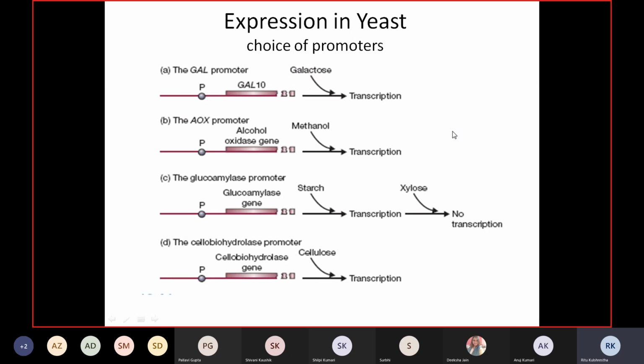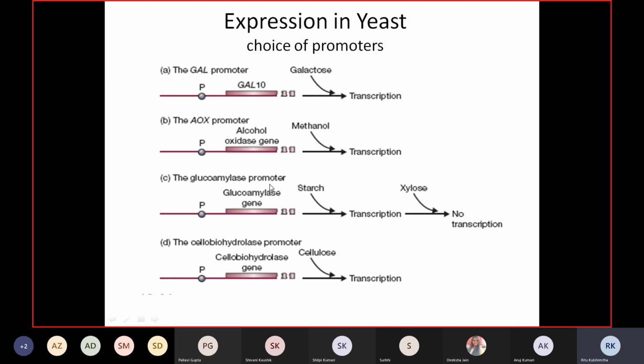AOX promoter is maybe the most used promoter in the context of yeast, and it's used in those yeast strains which use methanol as a carbon source. So when you give methanol, this gives a very huge induction in the protein. I mean, the promoter gets induced, and then you have a very high expression of your gene.